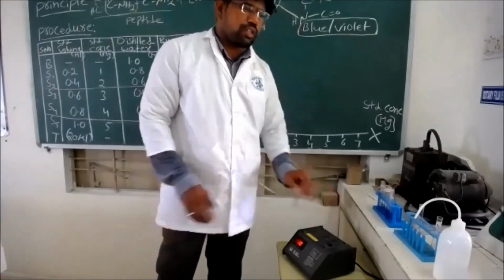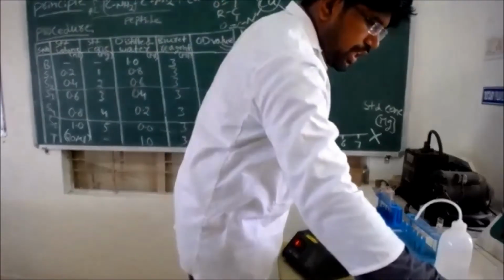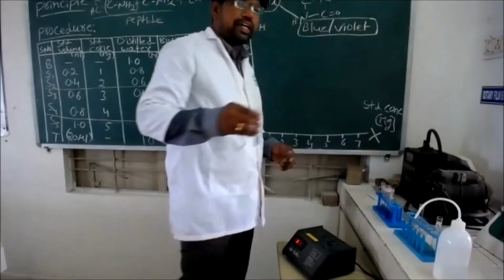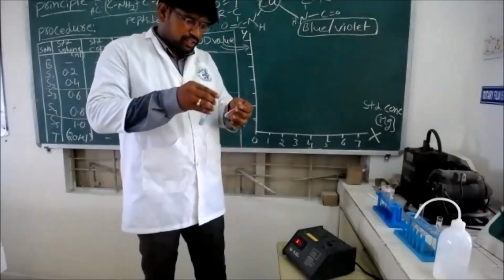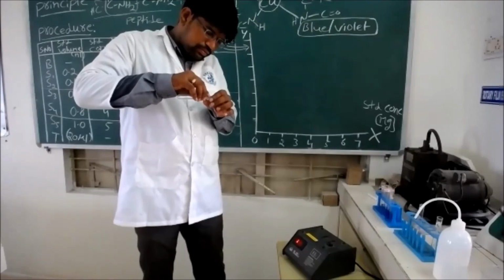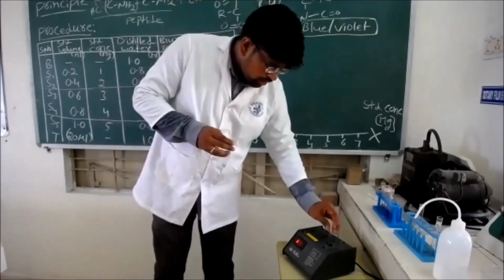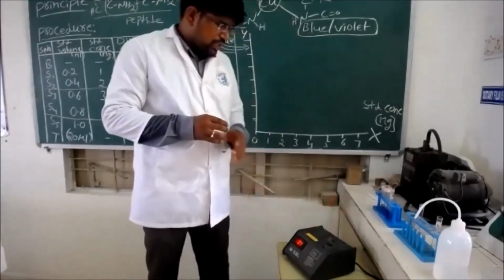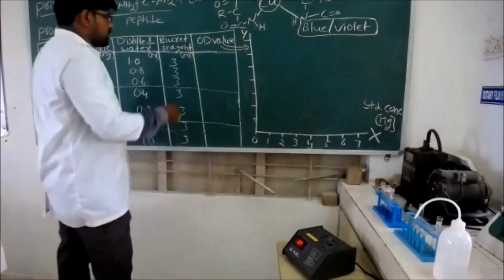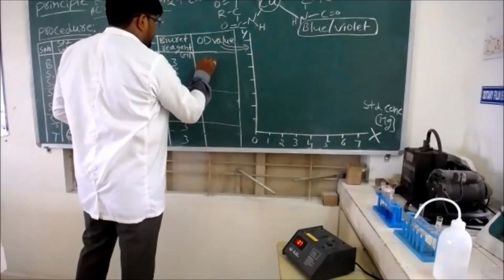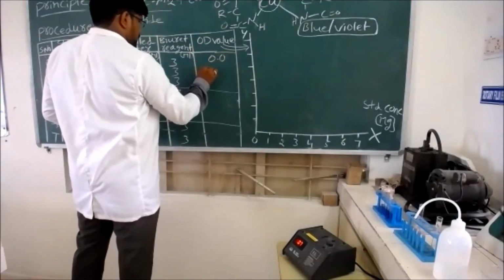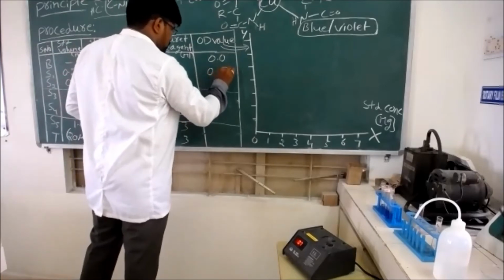After auto zeroing with the blank, in a series we can measure the absorbances of S1, S2, S3, S4, S5 and test. So now take S1. Keep it in the colorimeter. Note down the optical density values. So with the blank, the optical density value is 0.0. With S1 it is 0.07.